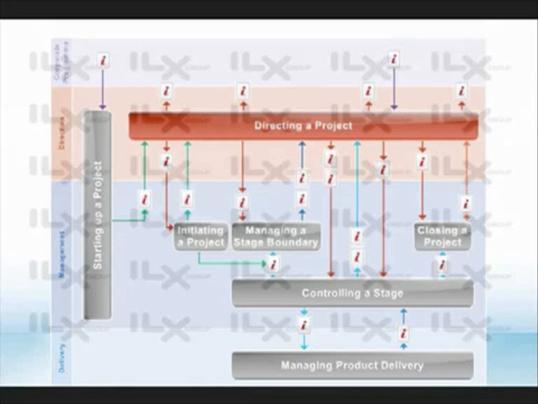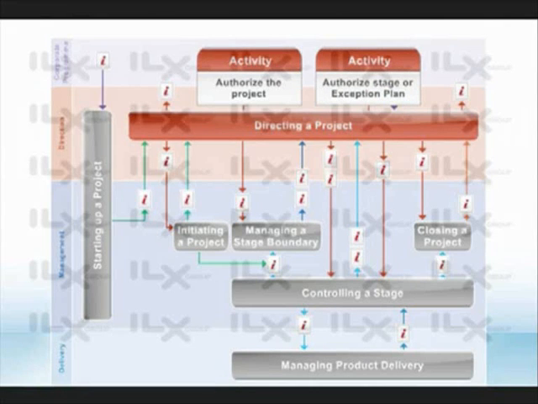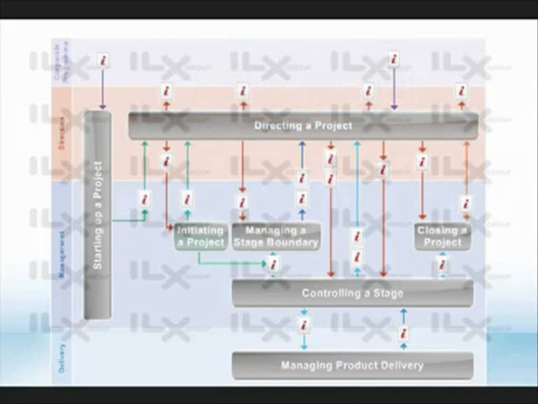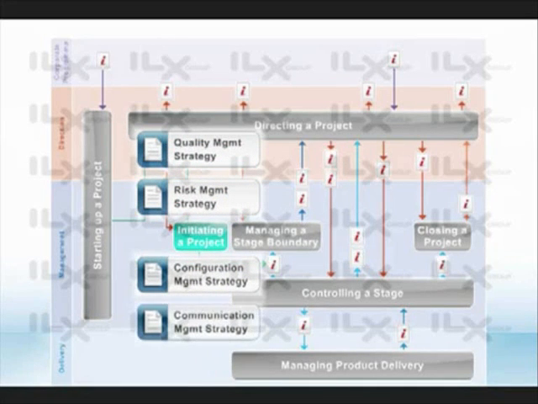As such, it now starts after completion of starting up a project, and the authorize the project and authorize stage or exception plan activities run in parallel at the end of the initiation stage. Initiating a project includes 4 new management strategies on risk, configuration, quality and communication. The activities associated with this process have also been updated.